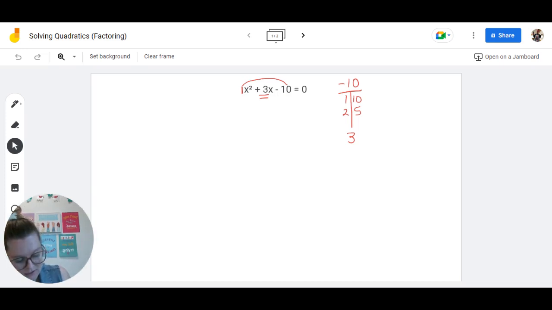So because this guy is negative up here, I know I need one of my factors to be negative. I'm going to make this 2 negative because negative 2 plus 5 or 5 minus 2 will give me 3. So I'm going to choose those for my equation.